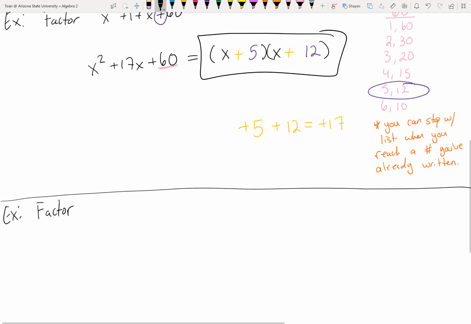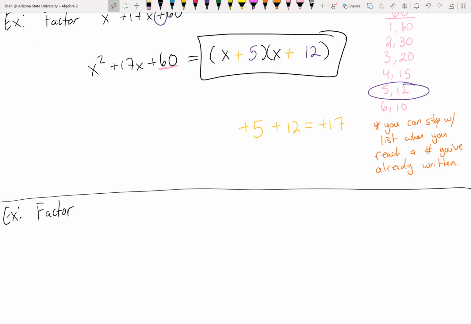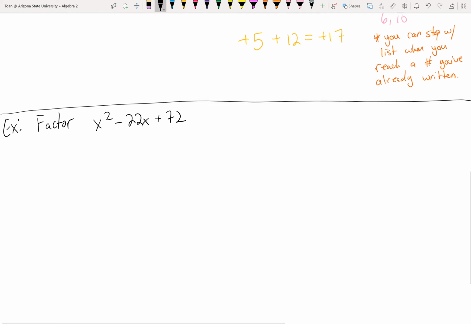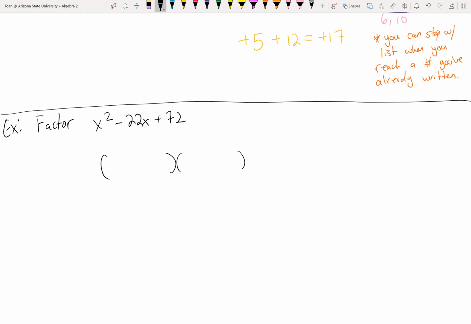Suppose I ask you to factorize x squared minus 22x plus 72. So the first thing I do is two parentheses. Since the first guy is just a regular x squared, I know it's going to be x and x. My last number is 72, so I'm going to pairwise factor 72.